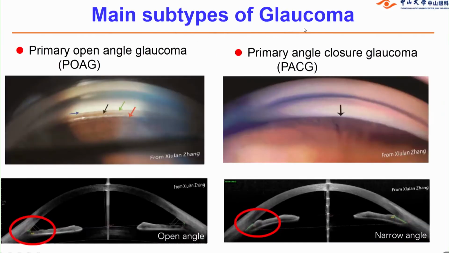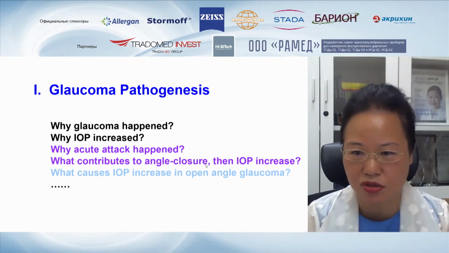As you all know, glaucoma can be separated into two main types: primary open-angle glaucoma, POAG, and primary angle closure glaucoma, PACG. The picture shows you very well. When we talk about glaucoma pathogenesis, there are so many questions that need us to explore. Why does glaucoma happen? Why does IOP increase? Why does acute attack happen? What contributed to angle closure?